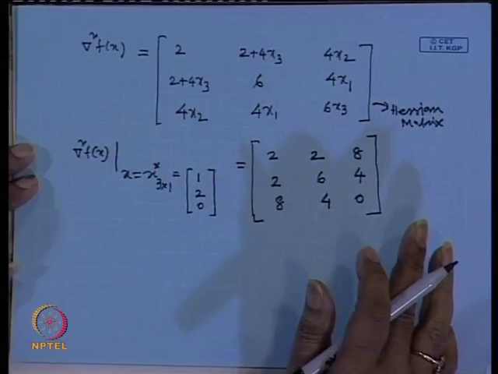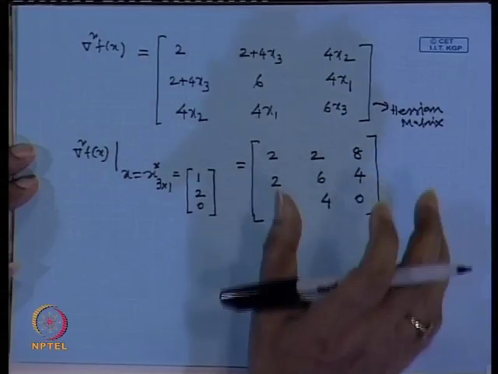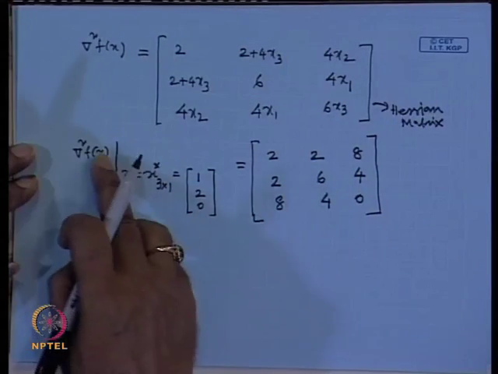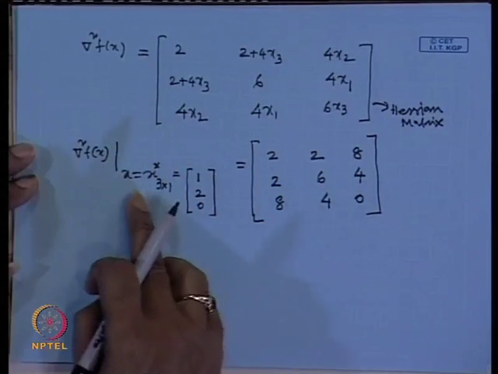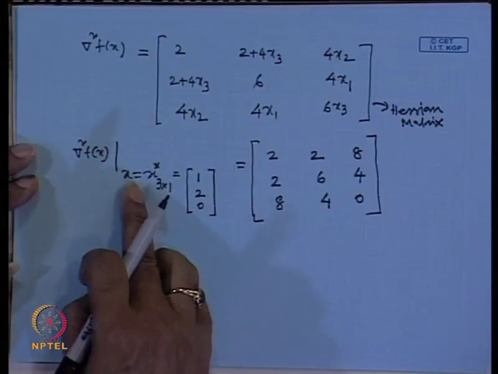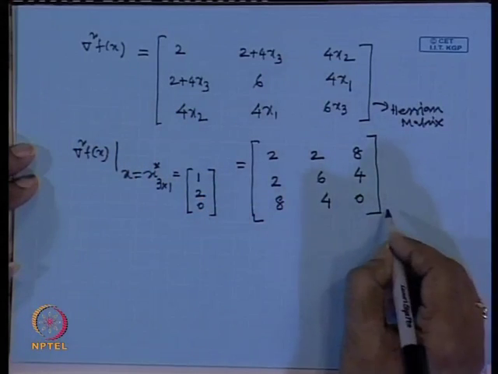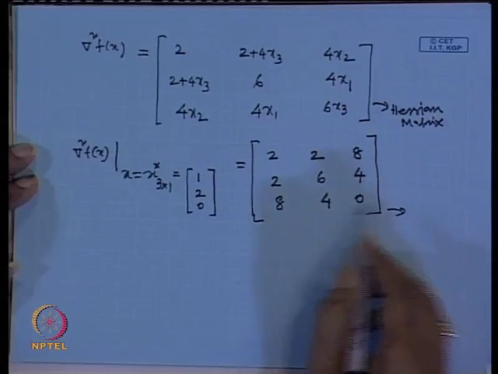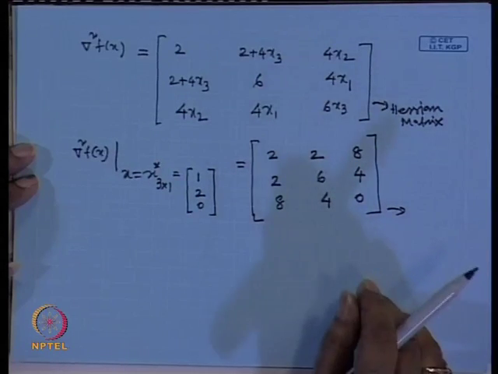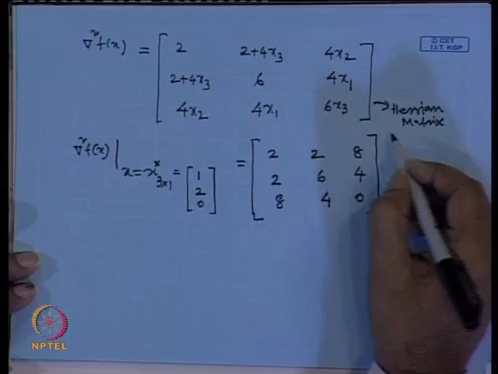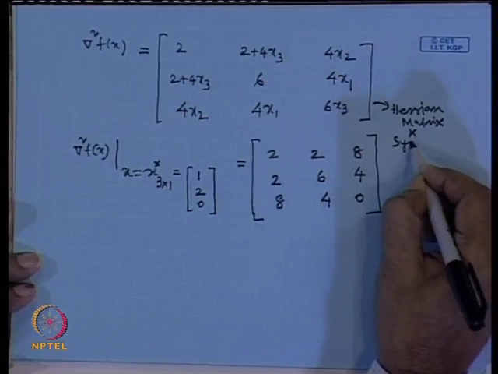That means, if you differentiate the gradient of a vector once again with respect to x, that matrix you will get is the Hessian matrix. For this particular example, at the point x star equal to 1, 2, 0, this is our Hessian matrix, and it is a symmetric matrix.